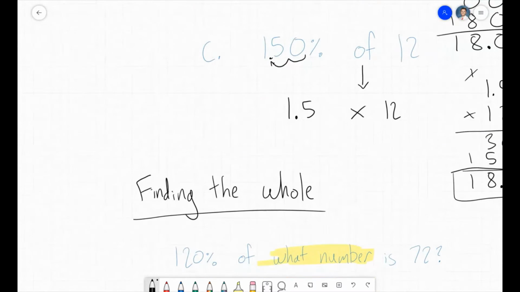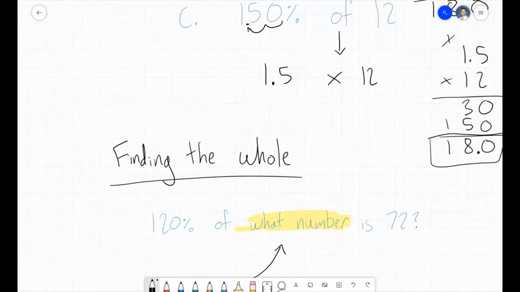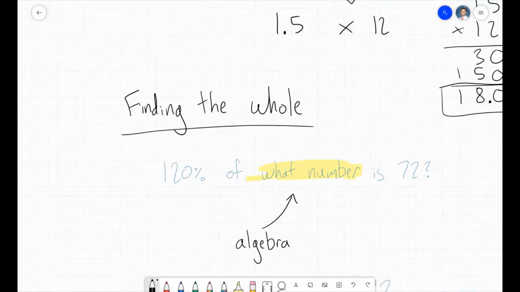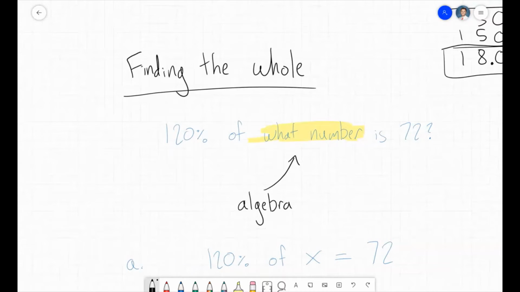All right, now, another thing that we can do with these types of problems is find the whole. So, for example, 120% of what number is 72? Okay, now this "what number" is a great use for algebra because that "what number" can be replaced with a variable. It's something that we don't currently know, right? 120% of some number is equal to 72, and we want to know what that some number is. So we can start again acknowledging that "of" is going to be multiplication, and we'll replace "what number" with a variable. So we could use x, we could use n, any letter really. So we're going to start by using x.